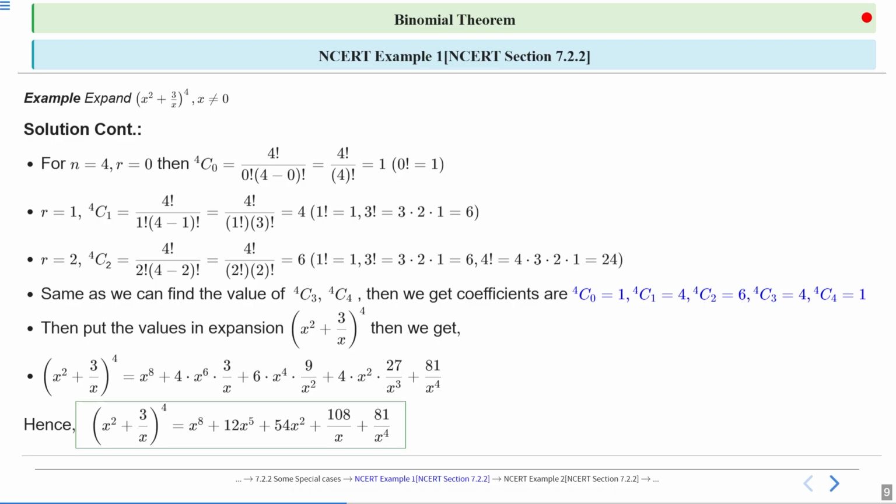Hence, we simplify the expression to get the expanded form. So the expanded form of (x^2 + 3/x)^4 is equal to x^8 + 12 times x^5 + 54 times x^2 + 108/x + 81/x^4.